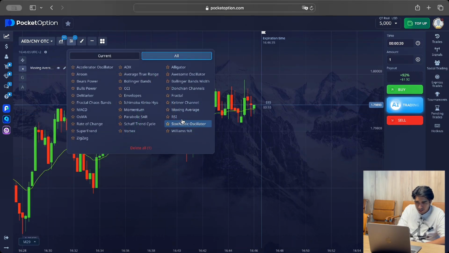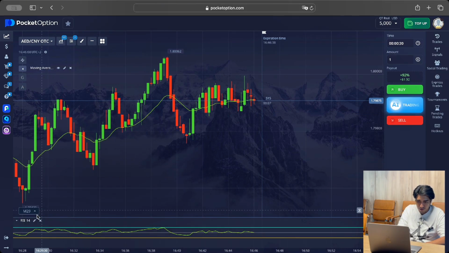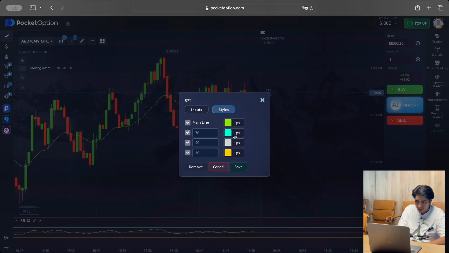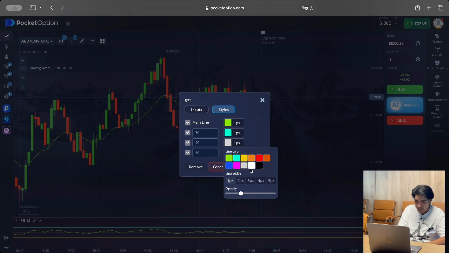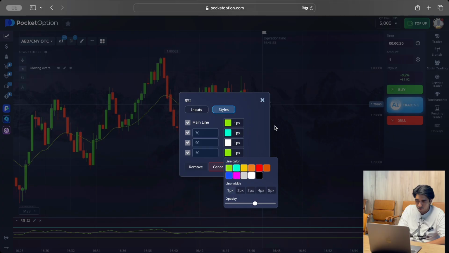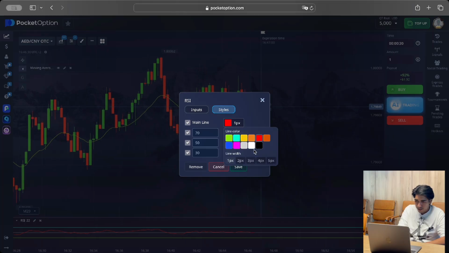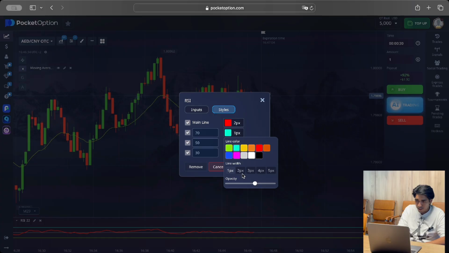The second indicator that we'll be using is RSI. For RSI, make the period around 22. Click here and make the background white. Here you change the color to green, and here you change the color to red, and make it all 2px.